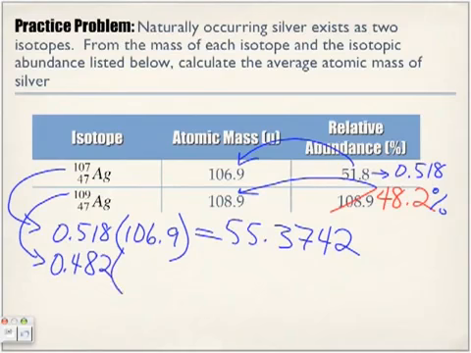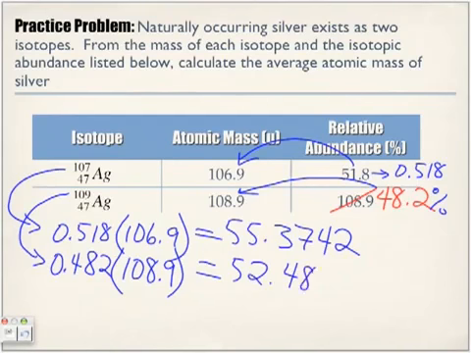This bottom one, we have 0.482 as a decimal. We're going to multiply it by 108.9, and we get 52.4898. So what are we going to do next? We're going to add these two together. Okay. We're going to add those two together, and we're going to get 107.864.